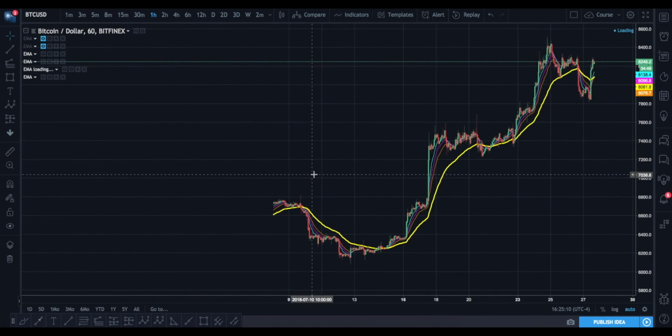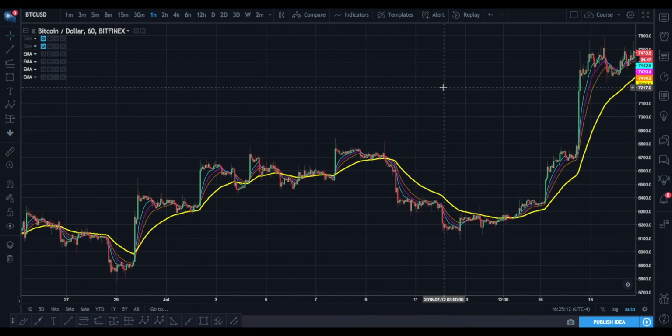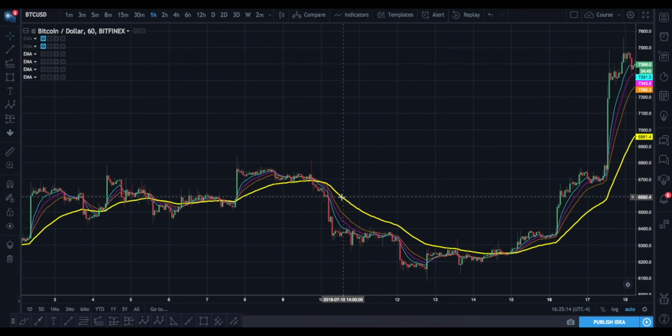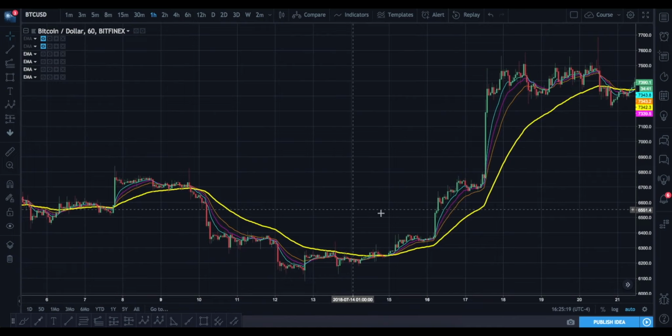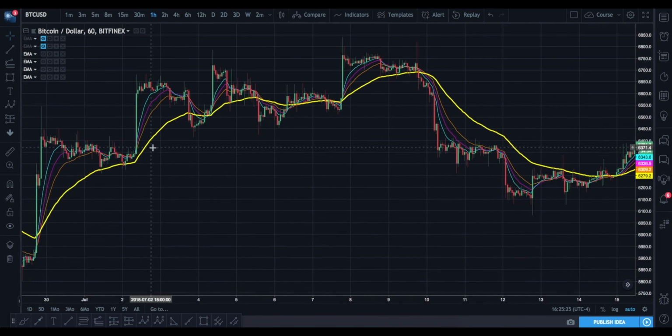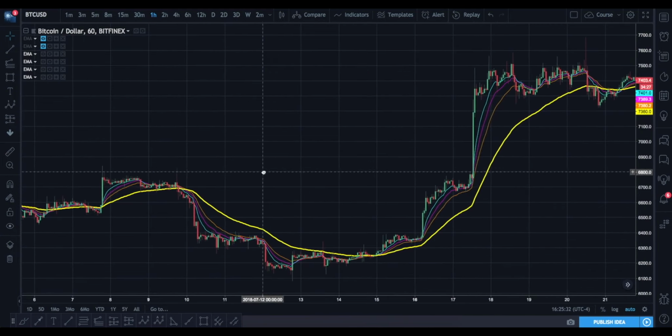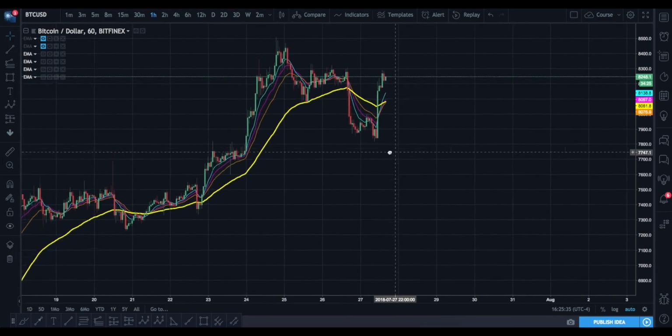So what you may have already noticed is when the 55 EMA is on the bottom and all the other EMAs are on top, like here, we are in a small degree of a bull market, right? And the inverse of that is true. So for example, here you have the big 55 EMA on top and all the others below. We're going to annotate that here.